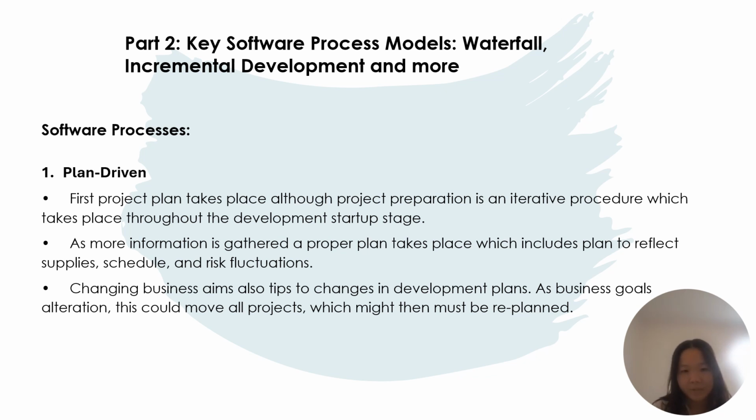So what does that mean? That means all the information must be reflected or shown as a supply schedule and risk fluctuation. And what happens next if there is a shrinking business? It must be hard to do that. It means our plan must be replanned for a new requirement.